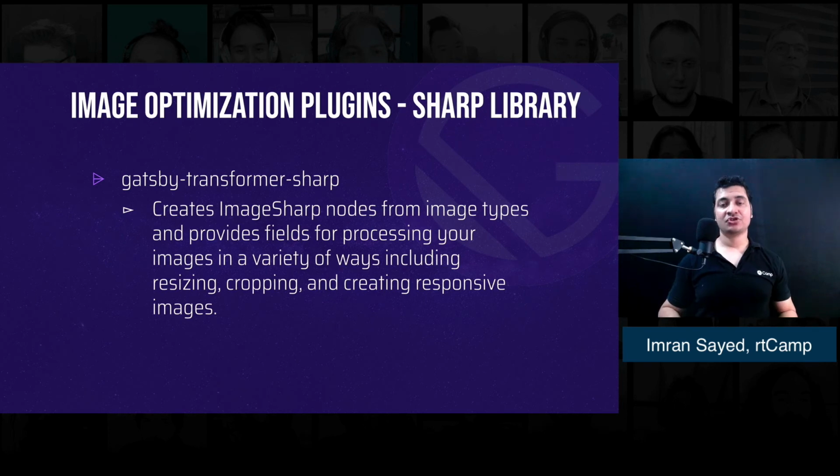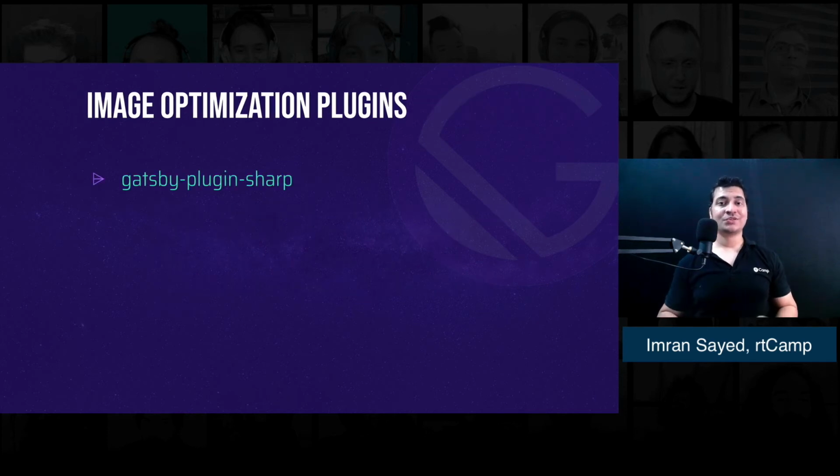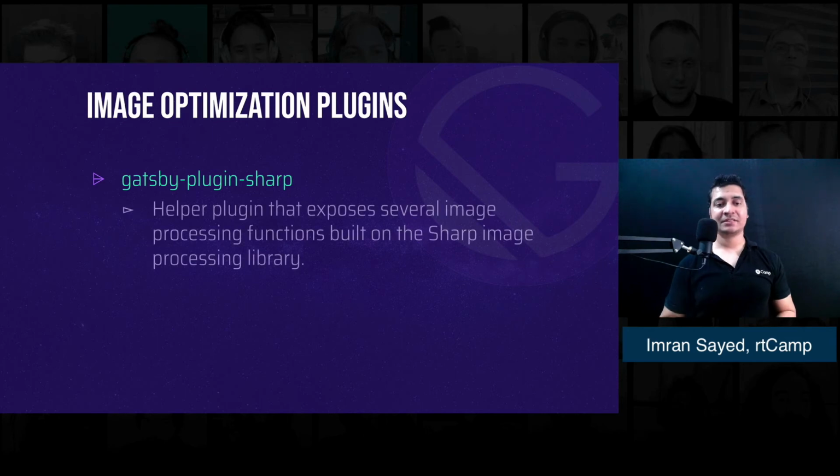It creates image sharp nodes from image types and provides fields for processing your images in a variety of different ways, including resizing, cropping, and creating responsive images. We also use the plugin called Gatsby Plugin Sharp, and this plugin basically is a helper plugin that exposes several image processing functions built on the Sharp image processing library.